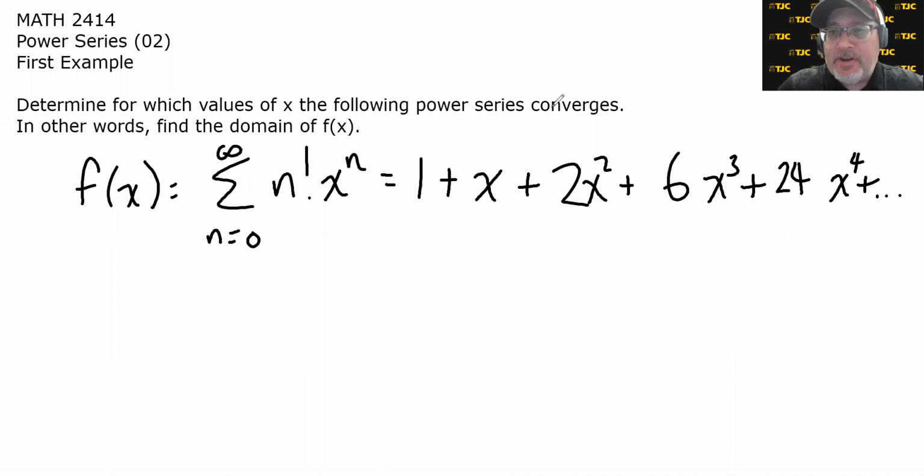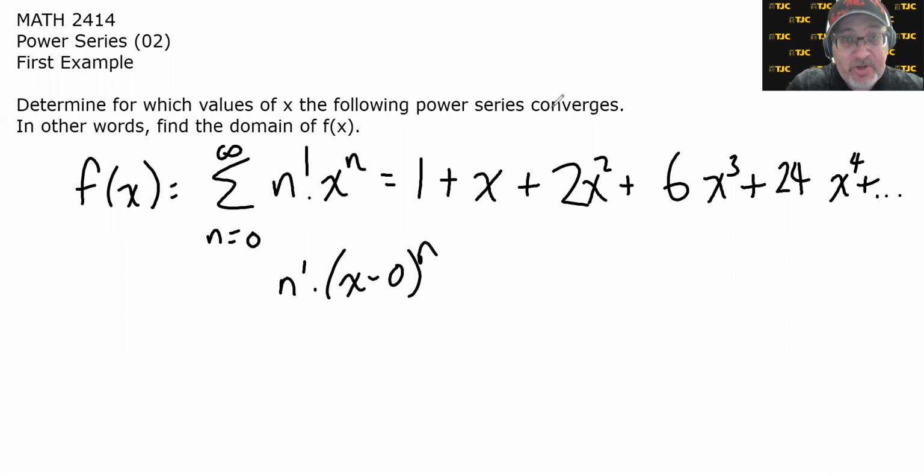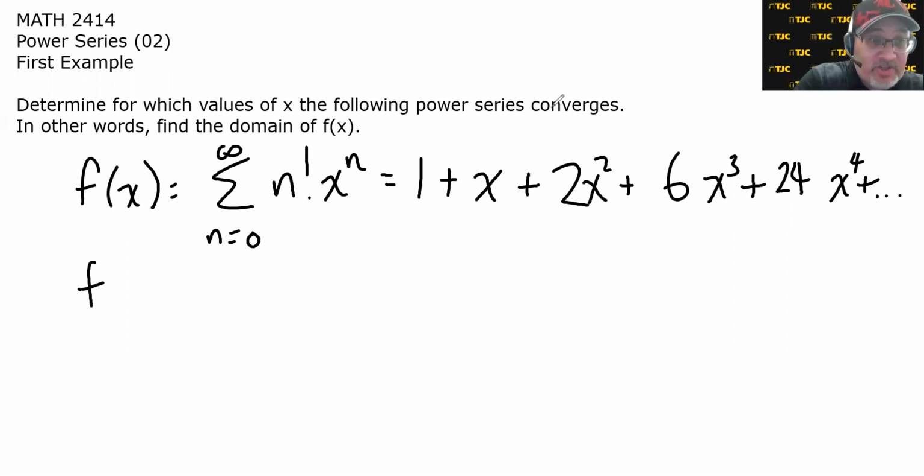In this case, where is this series centered? Well, it's centered at whatever is being subtracted from the x before it's raised to a power. And since there's nothing being subtracted from the x, we can think of it as x minus 0 to the nth power. This is centered at 0. And keep in mind that a series always converges at its center.